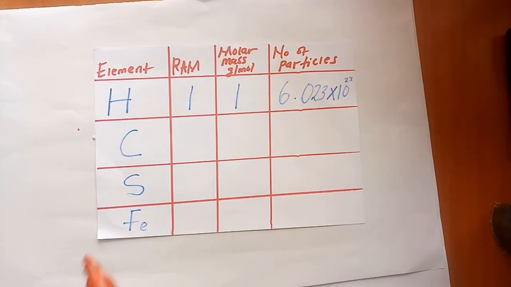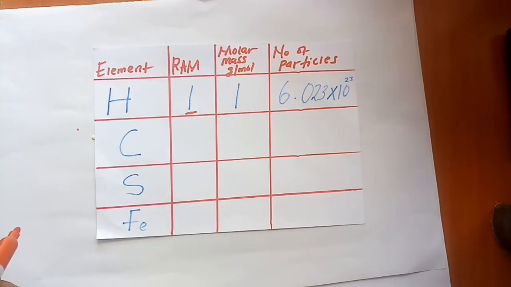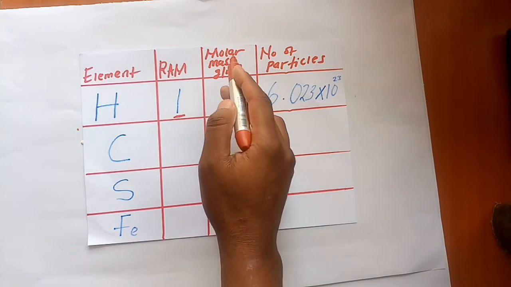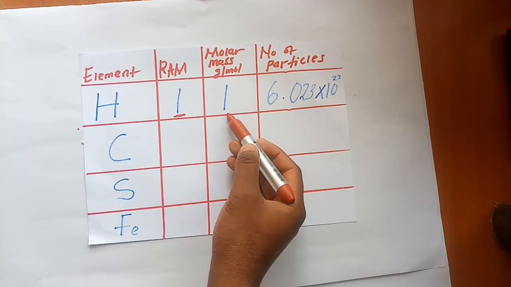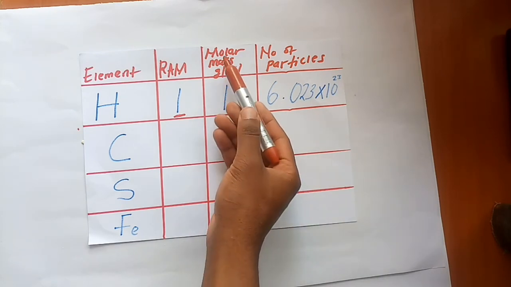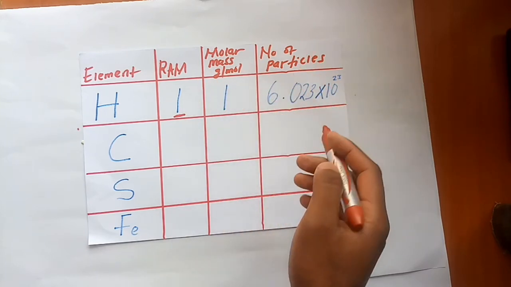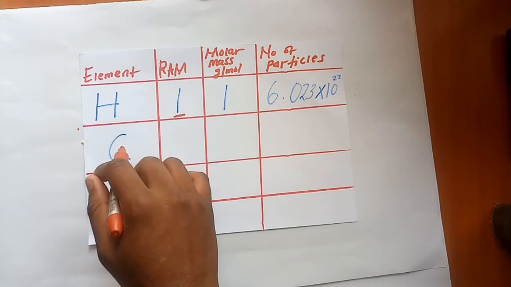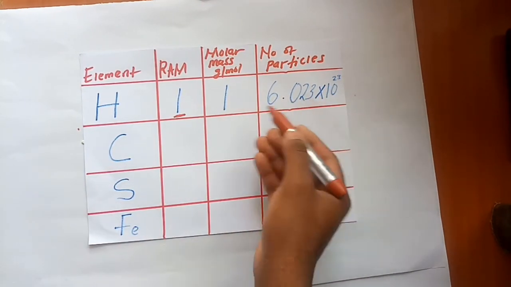For example, here I have hydrogen. The RAM of hydrogen is 1. The relative atomic mass of hydrogen is 1. The molar mass, therefore, or the mass of 1 mole of hydrogen atoms, is 1 gram. And that is why the unit for molar mass is grams per mole, because molar mass is the mass of 1 mole. How many particles, therefore, will be in 1 mole of hydrogen? 6.023 times 10 to the power 23, as we have said.